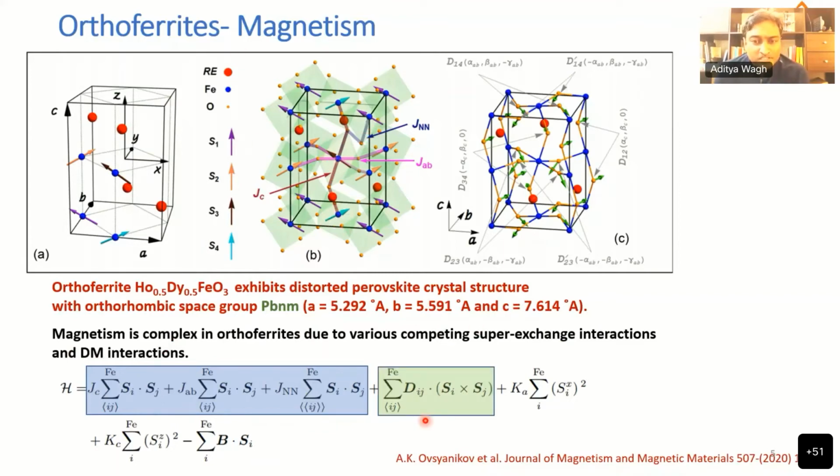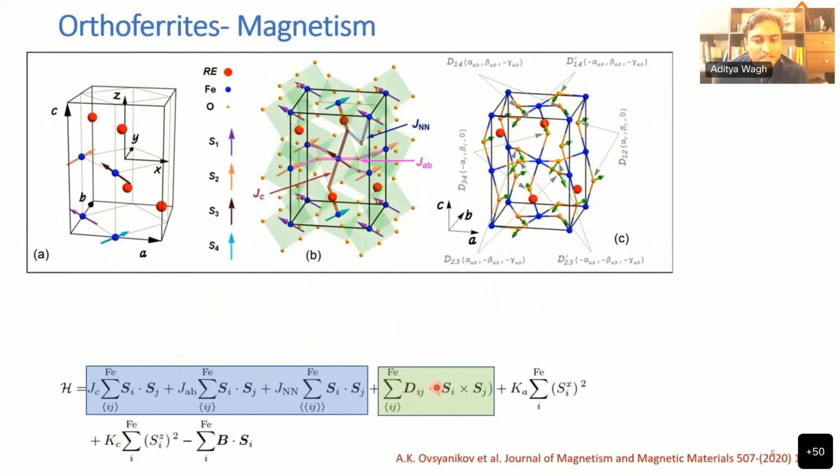Next are the DM interactions. In this figure, you can see these vectors shown with the green arrows. The D34 and D12 interactions are in plane because there is no Z component here, and D14 and D23 are slightly out of plane. So both the DM and the exchange interaction terms together result in the canting of the moments as well, which I'll show now.